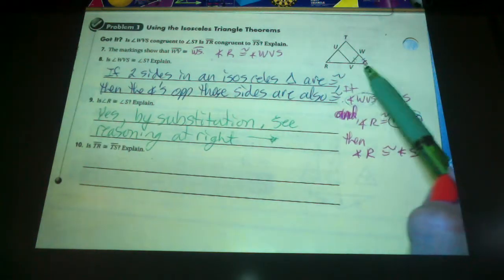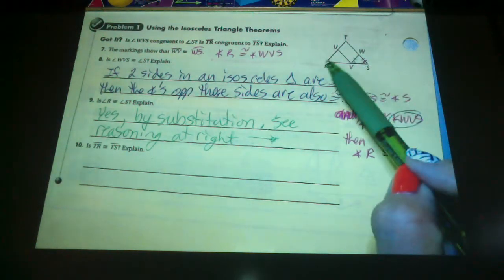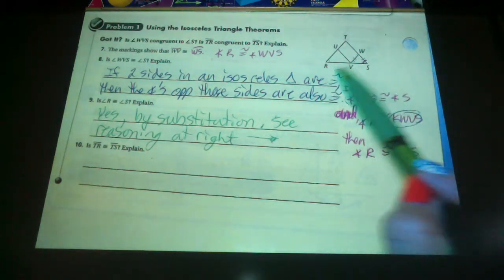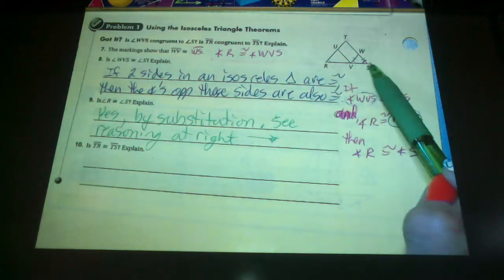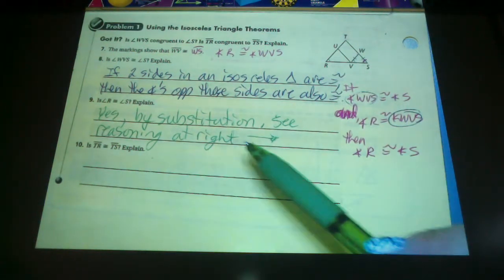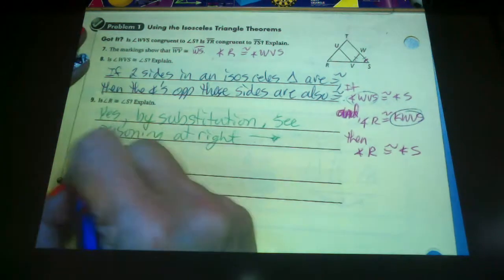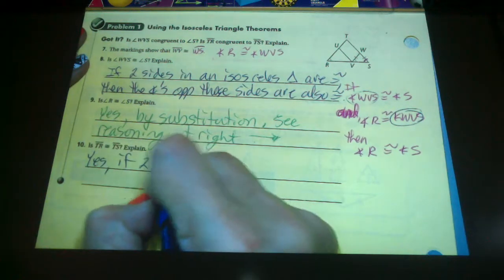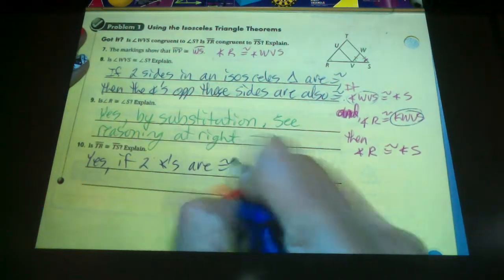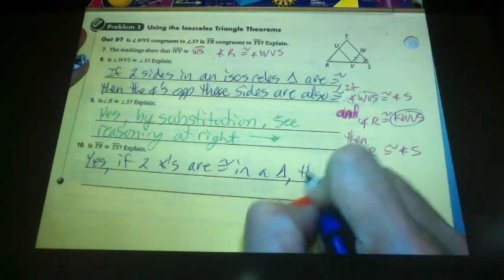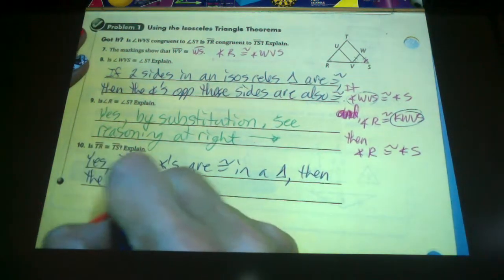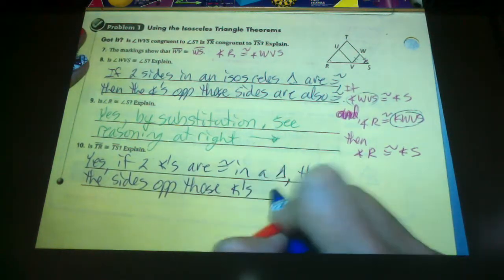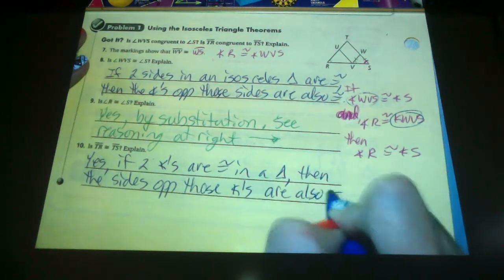Well, look at the whole entire triangle. Don't you have two angles that are congruent in a triangle? What's your conclusion if two angles are congruent in a triangle? Then the sides opposite those angles are congruent. So our answer to this one is yes. If two angles are congruent in a triangle, then the sides opposite those angles are also congruent.